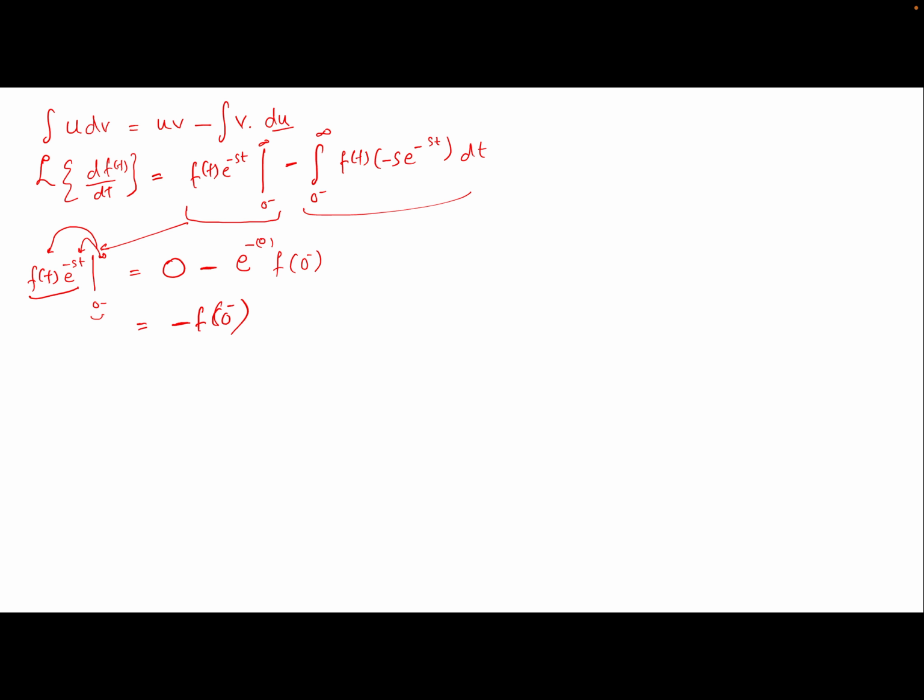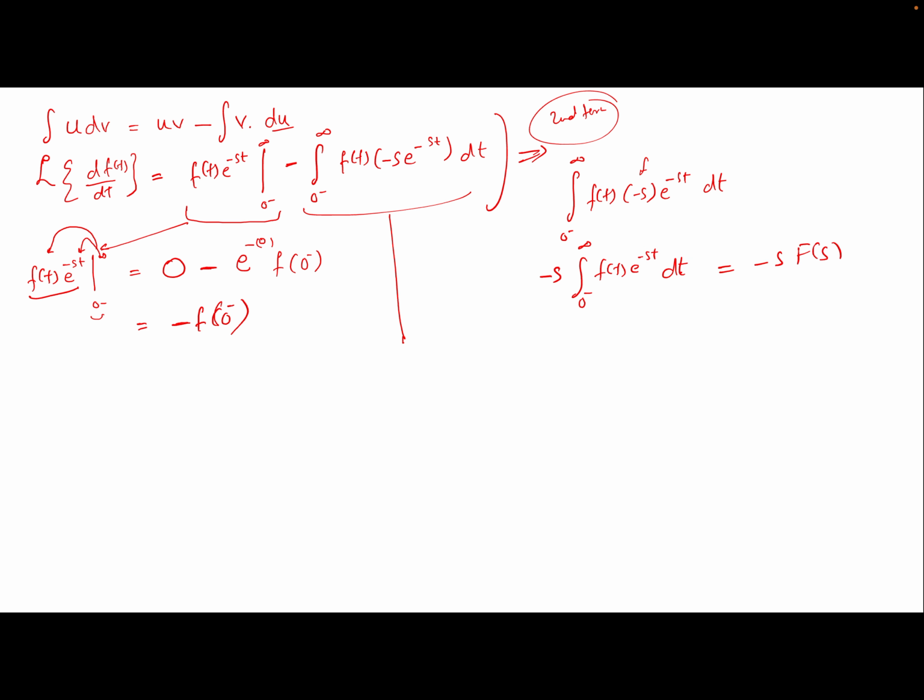Now let's look at the second term. Maybe I can do the second term here. The second term is interesting and very simple. 0 negative to infinity, f of t times minus s e raised to power minus st dt. Just take the constant out, minus s. So you are left with minus s times the integral from 0 negative to infinity of f of t e raised to power minus st times dt, which should be minus s F of s. This entire thing is F of s, the Laplace transform of the function f of t. Okay, this is super simple.